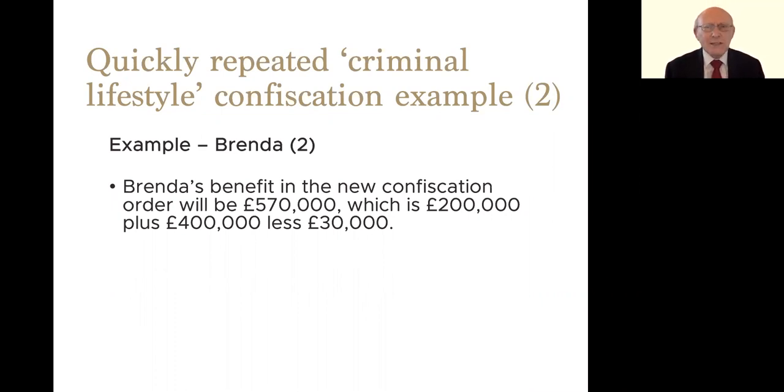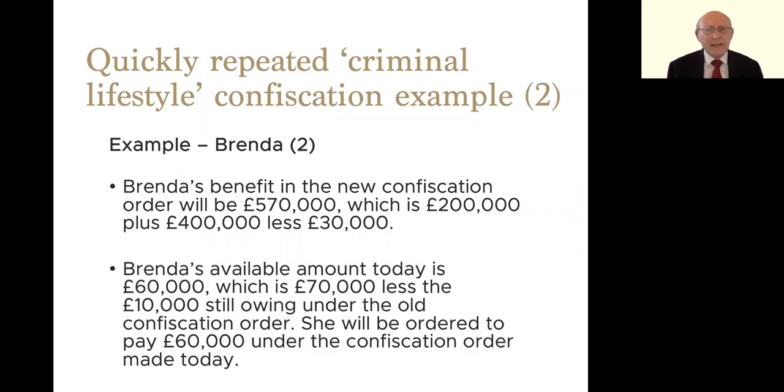£570,000, which is £200,000 new benefit, if you like, plus the £400,000 found previously, less the £30,000 she was previously ordered to pay. So that £370,000 of earlier benefit is dropping into this new confiscation order and is added to the £200,000 of new benefit to make £570,000 of benefit in the latest order. And her available amount, well, she's got £70,000 in the bank, but she still owes £10,000 on the old confiscation order. So that £10,000 has got to be taken off. Available amount is £60,000, and she's going to be ordered to pay £60,000 under this new confiscation order.